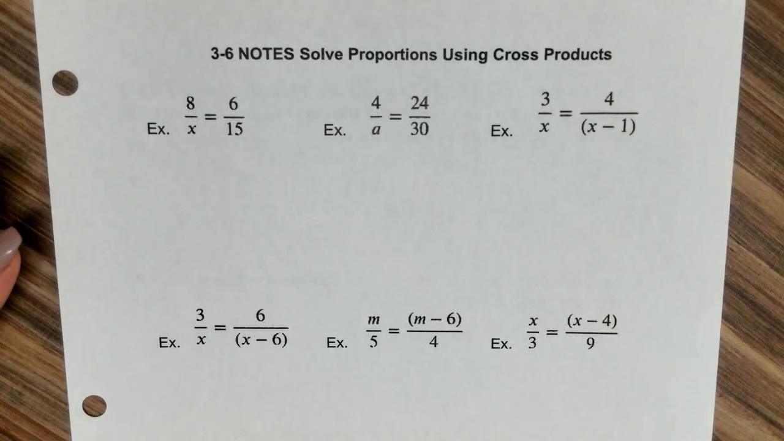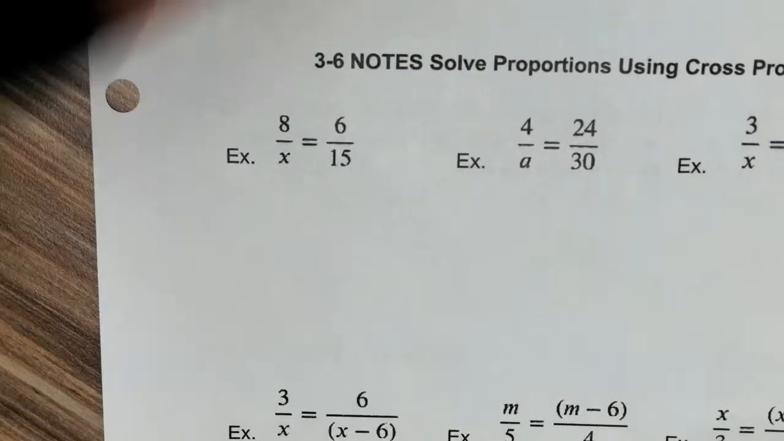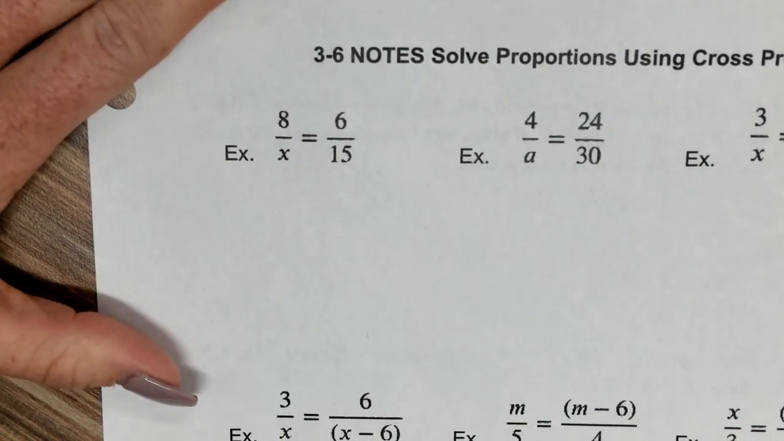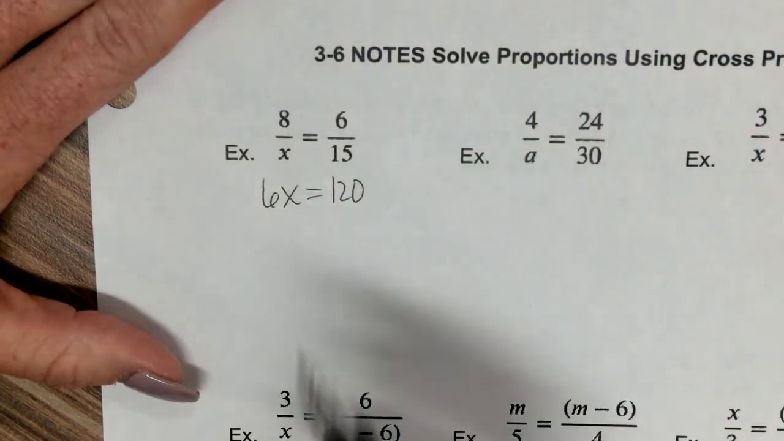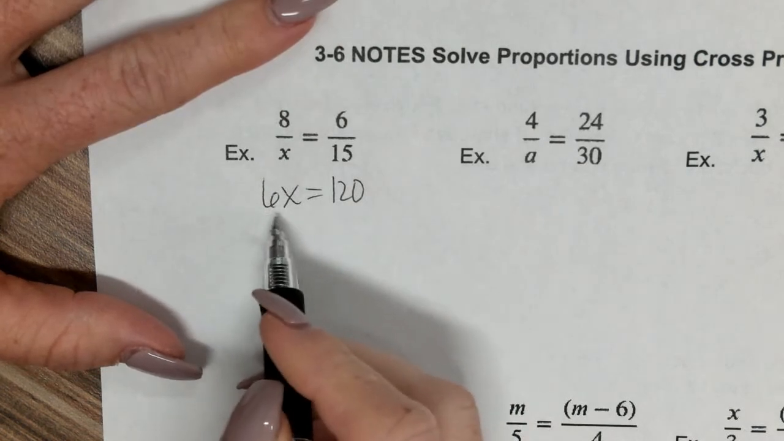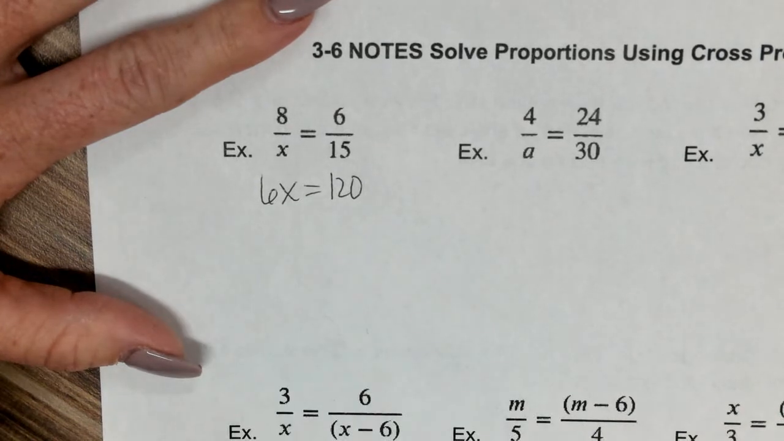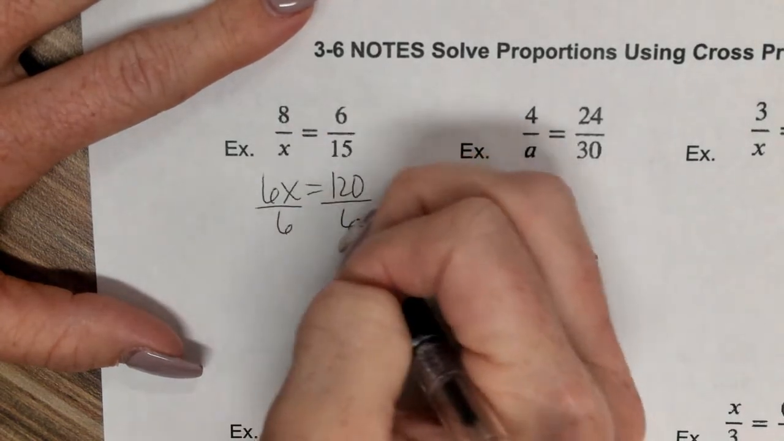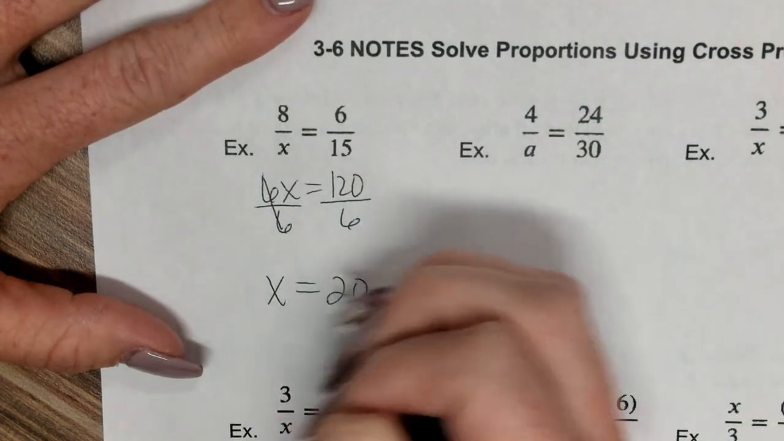All right, number 1. Do you see a pattern where you can just solve it? No. So what am I going to do? What's 6 times x? And what's 8 times 15? Okay, what is the 6 called right here? Coefficient. The coefficient. Good. How do I get rid of the coefficient? Dividing by 6. And so x equals 20.